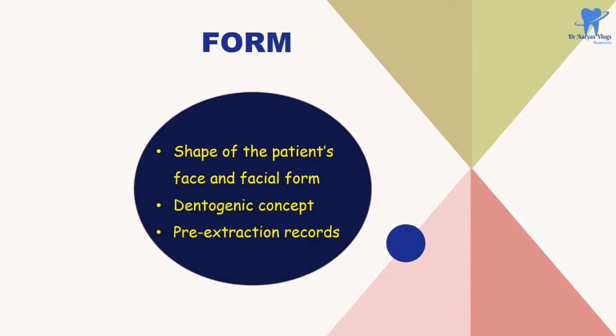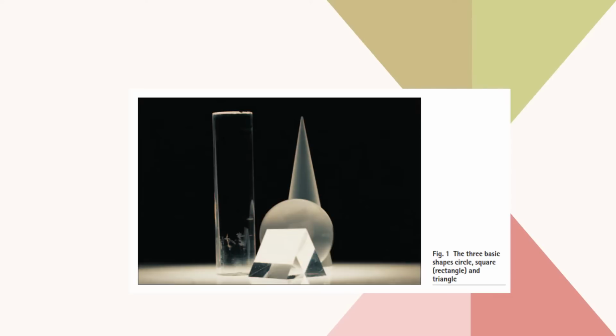So coming here, this is the picture showing the shape. That is, three basic shapes are there: circle, square or rectangle, and triangle. The morphology of the maxillary anterior teeth is a fusion of these three basic shapes.